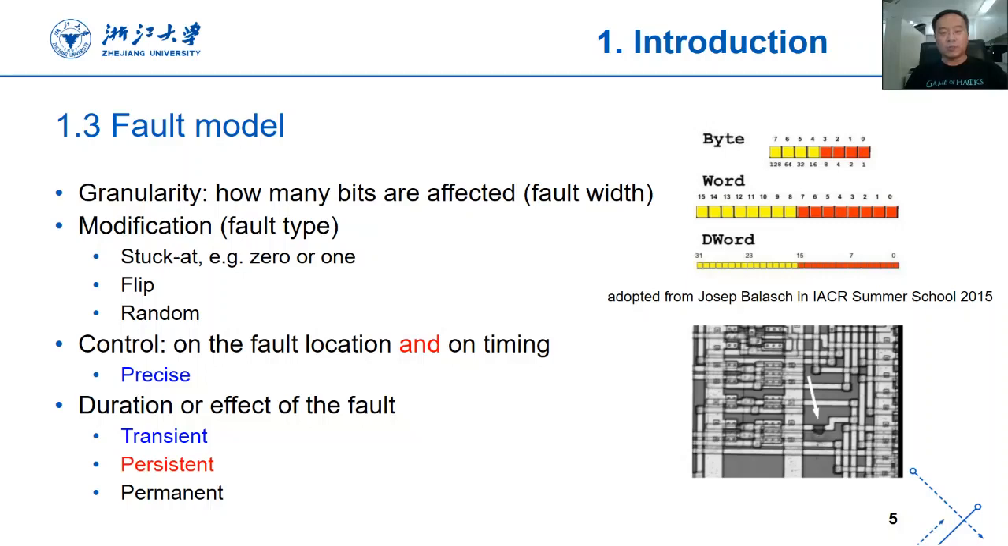Those who have experience with real fault attack experiments will know that it actually requires very precise timing control. Most of the faults are transient, meaning they last a short time. In CHES 2018, we proposed a new type called the persistent fault, which can last for a couple of rounds or encryptions.